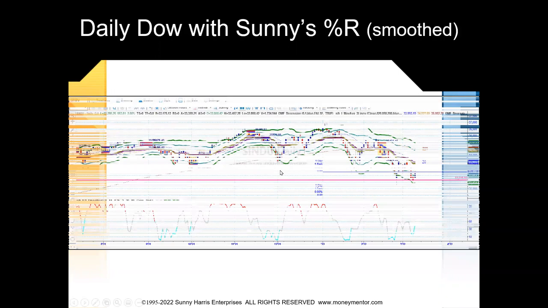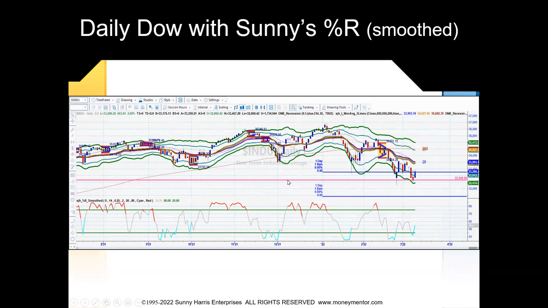This one is percent R. I can smooth anything with the mathematics that I use to smooth my dynamic moving average. And so here's Larry Williams percent R smooth. So you can see it's smoother than the standard percent R formula. Here we've got a divergence, price was going down. The indicator is moving up, which would often say that we should be moving up after that.